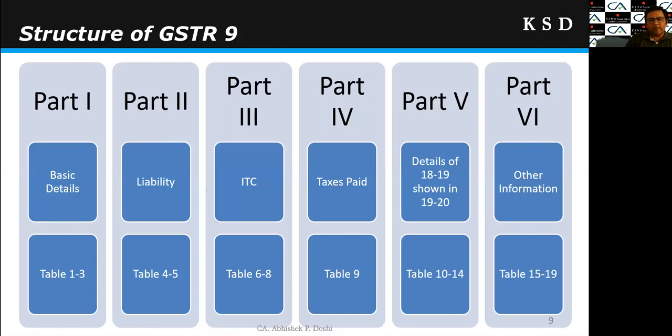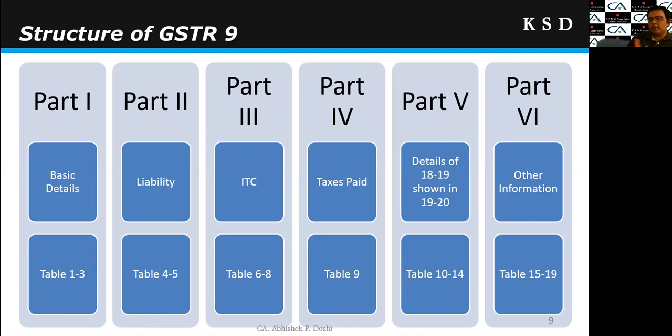Part 1 is just basic details, table 1 to 3, not more important. Part 2 is about the liability, outward supply details and outward tax details in table 4 and 5, one of the important parts. Then part 3 is regarding input tax credit, table 6, 7 and 8. It is also one of the important parts. Then part 4, table 9, is regarding the taxes paid details. Then part 5 is regarding details of 18-19 but reflected in the GST returns of 19-20, right? Tables 10 to 14 cover such reporting.